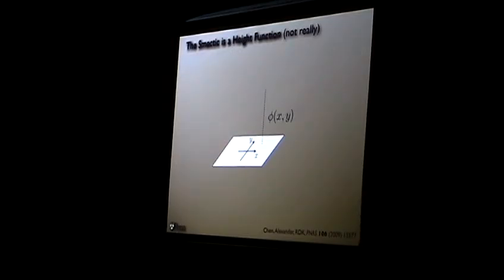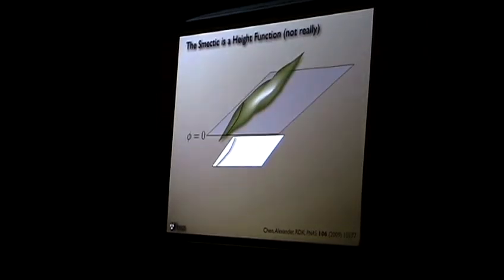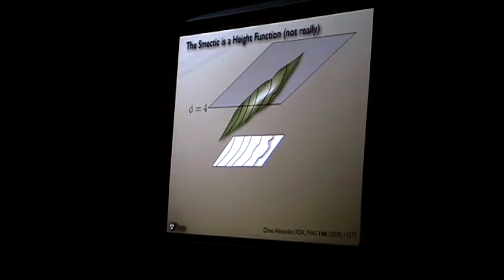See it? Here's my phase field phi. Remember I said that the layers are level sets of the phase field? So here's my phase field phi of xy. How do I make level sets? I just cut it at planes and then I project down. So you cut, you cut, you cut, and you look at the projection down onto the thing.